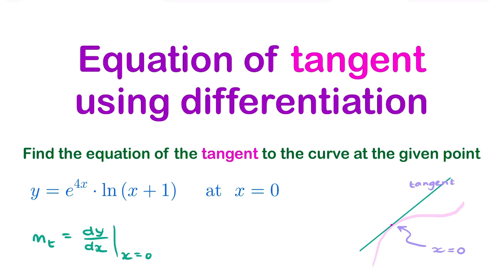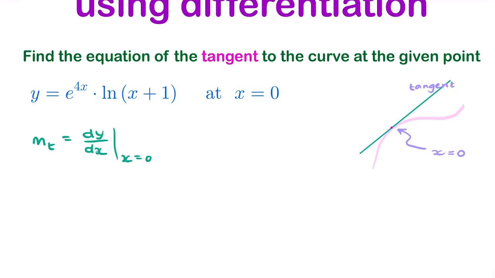So the gradient of the tangent is equal to dy by dx at the point that they gave us. The point we're given is x equals 0, so we're going to substitute x equals 0 into dy by dx. That's something we're going to need. But also, to find the equation of a straight line, we're going to need the coordinates of the point, and we only have the x coordinate. We don't know y.